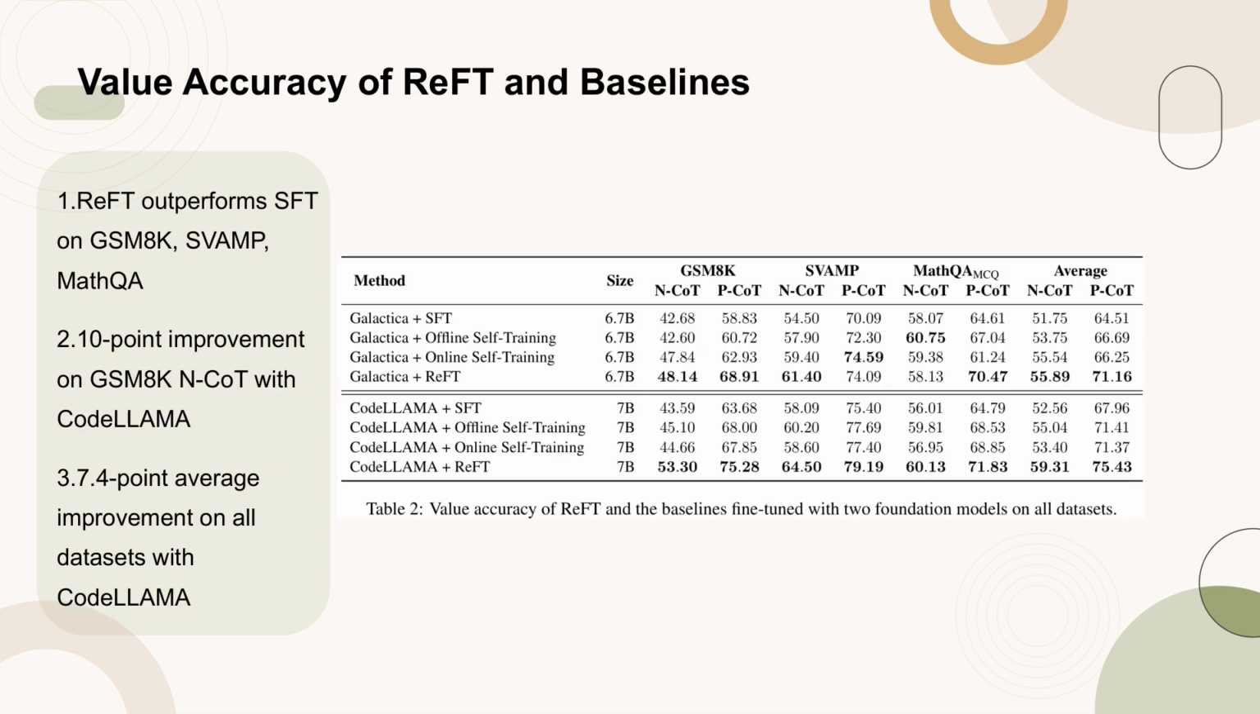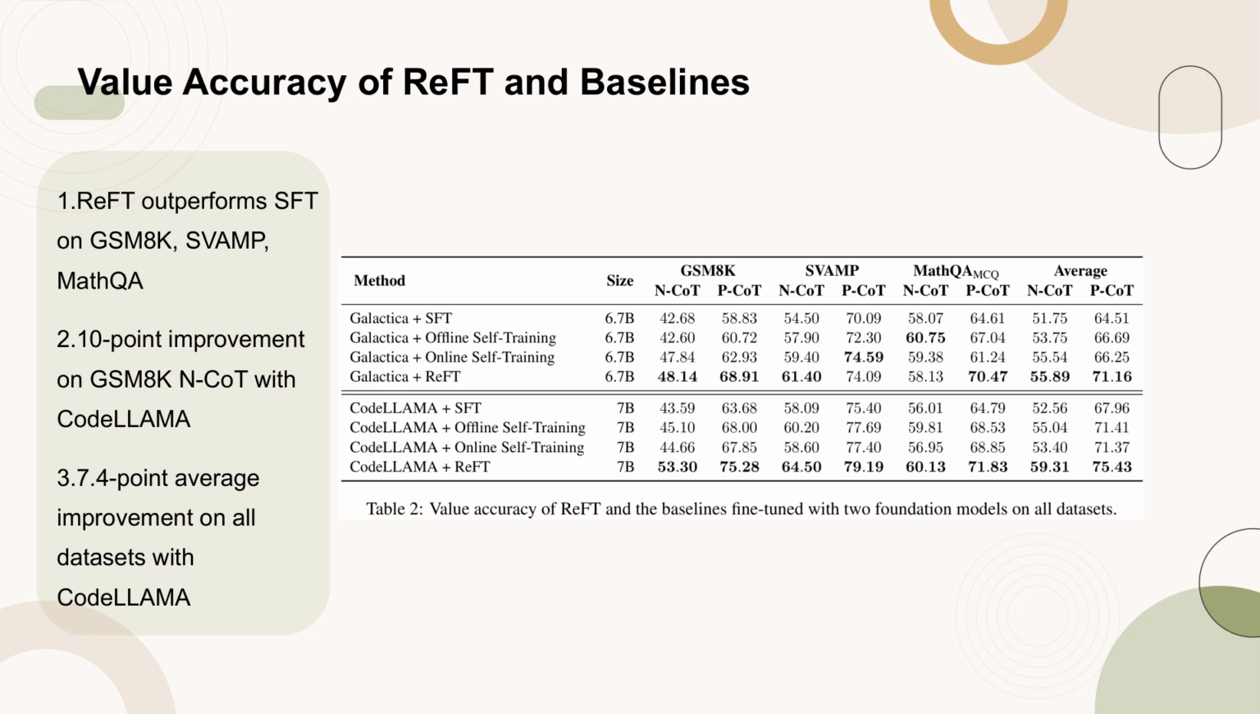Table 2 presents the value accuracy of ReFT and various baselines fine-tuned with 2 foundation models across multiple datasets. The data reveals that ReFT consistently outperforms the SFT baseline, achieving significant improvements in accuracy. Specifically, ReFT shows a 10-point increase in accuracy on the GSM-8K NCOT dataset when using the Code Llama model. On average, ReFT achieves a 7.4-point improvement across all datasets with the Code Llama model.